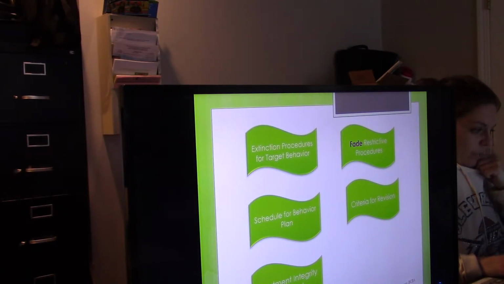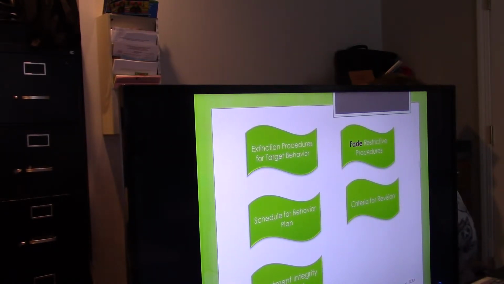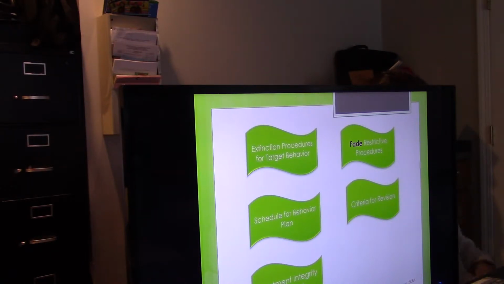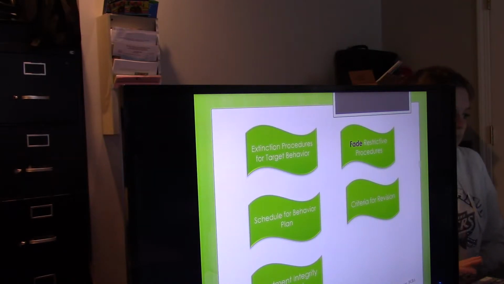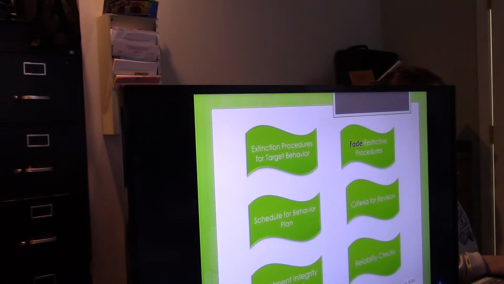Let's see, treatment integrity specified. So when I come in and I'm hanging out with you guys, I'm looking at how the treatment's being implemented, and I'm looking at the data and seeing what's going on. I want to make sure that treatment is being given as diagnosed, basically. Reliability checks, same thing. Is everybody doing the same thing? Is this data reliable?